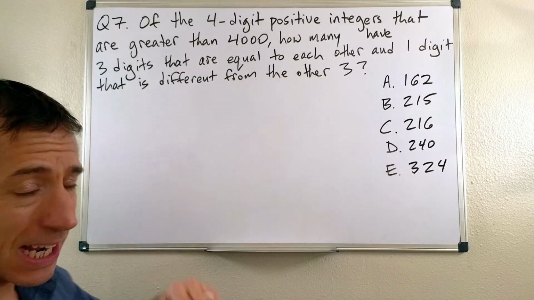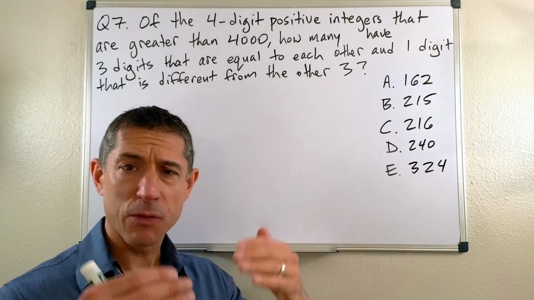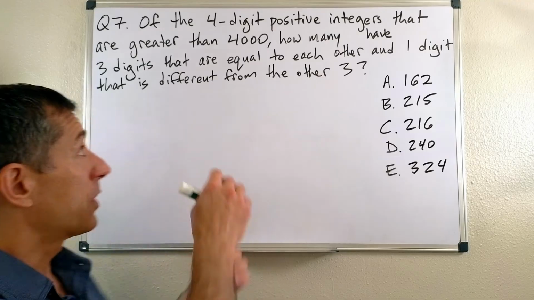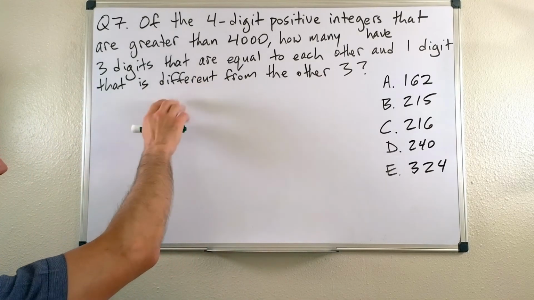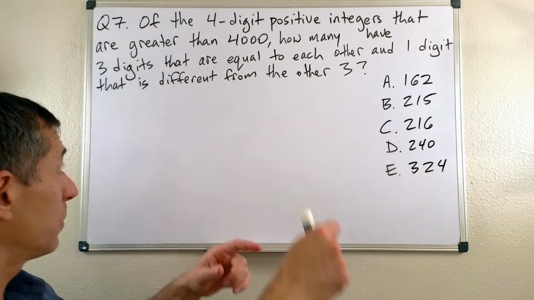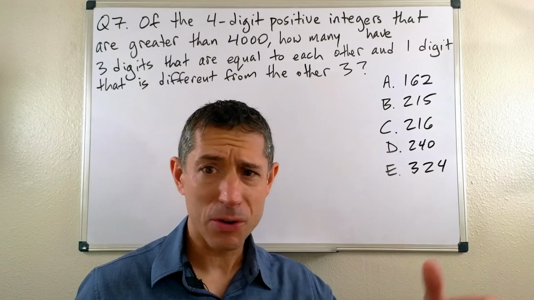Let's hop in there. Again, plenty of ways to do it, just like a lot of questions here. We got 4-digit positive integers. They're greater than 4,000. How many of those numbers have 3 digits that are equal to each other and one that's different from the other 3?